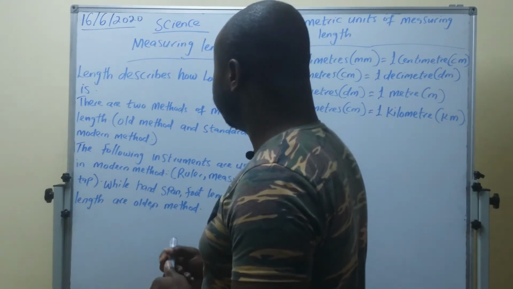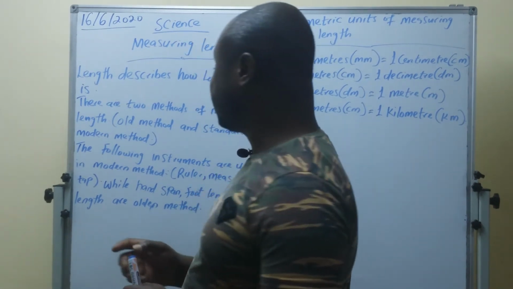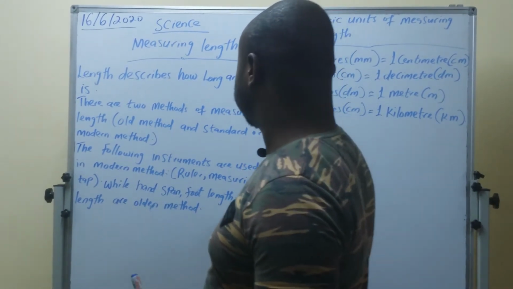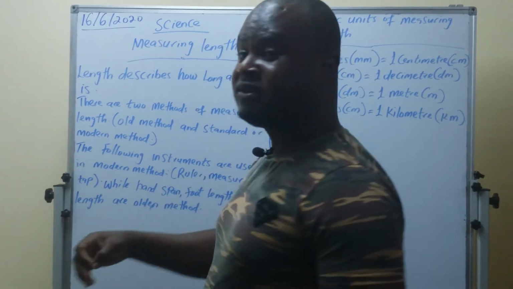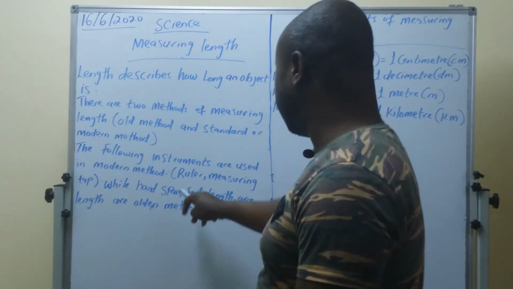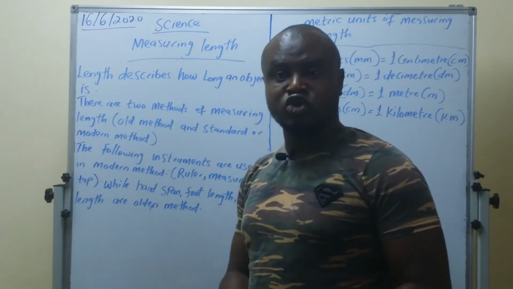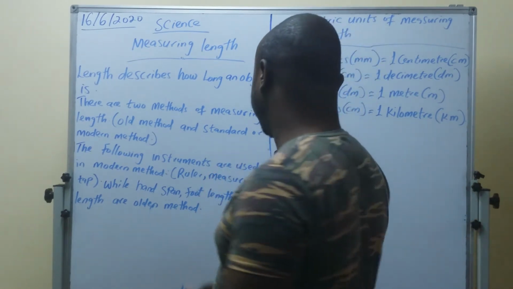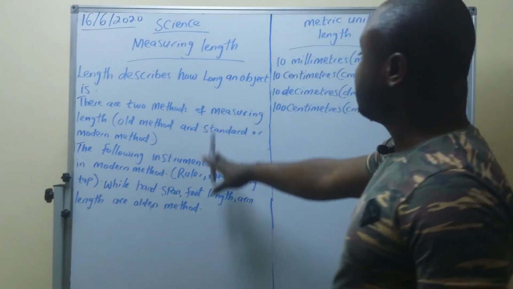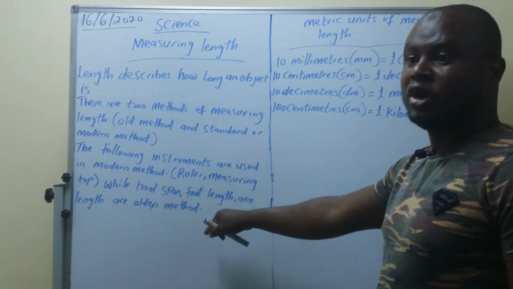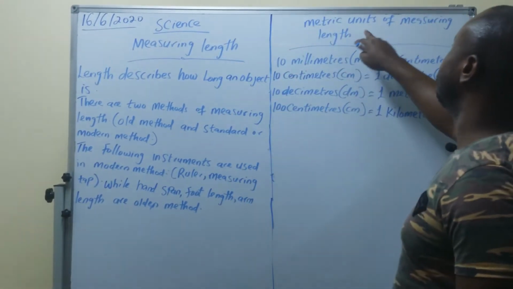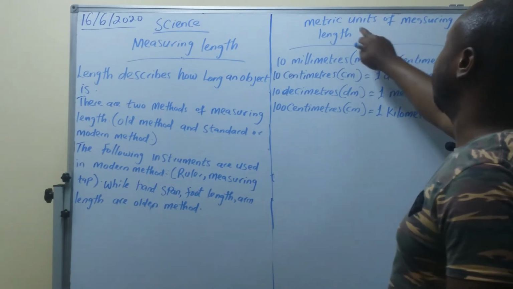So the ones we used in the olden days, sometimes we use our hand span, our foot length, our arm length. The one we are using right now, the modern or standard method, is the ruler. As you use a ruler in your class whenever you want to rule. Likewise, we use a measuring tape. So these are the two ways we use to measure the length of any object.